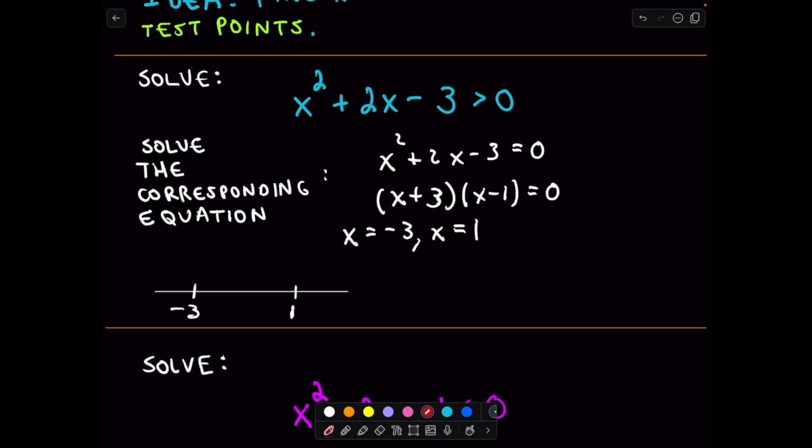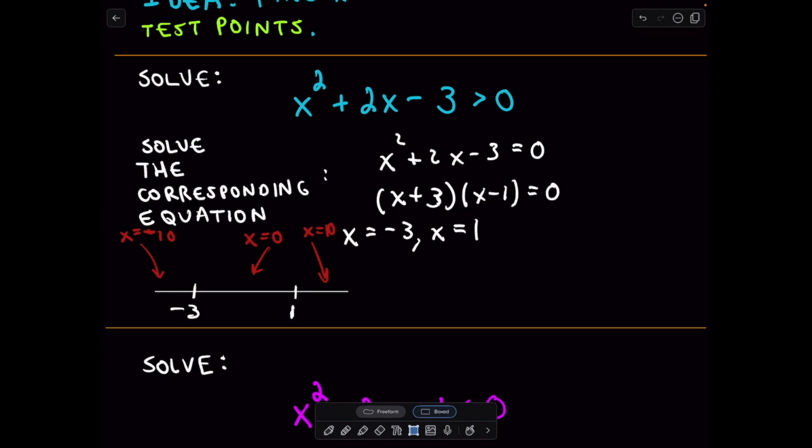Now what I do is I take a number from each interval. So I take a point in between negative 3 and 1. I take a point to the left of negative 3 and a point to the right of positive 1. It doesn't matter what numbers you use, just don't use negative 3 and positive 1. So maybe I'll use x equals negative 10, maybe I'll use x equals 0, and maybe I'll use x equals positive 10. Those are going to be my test points now.